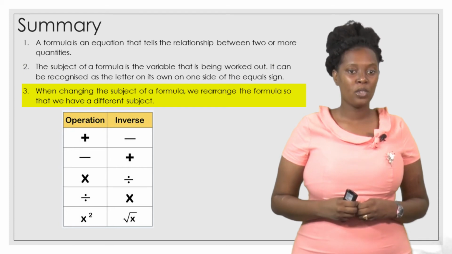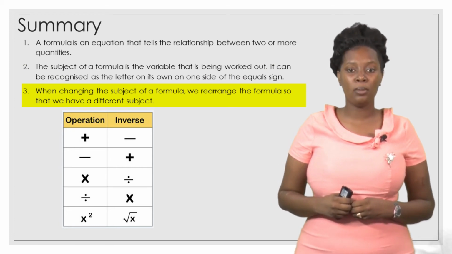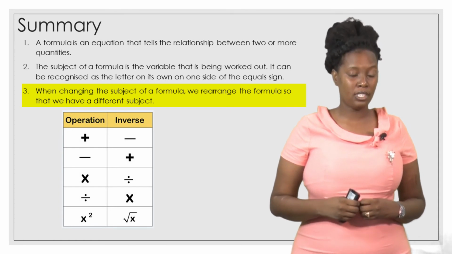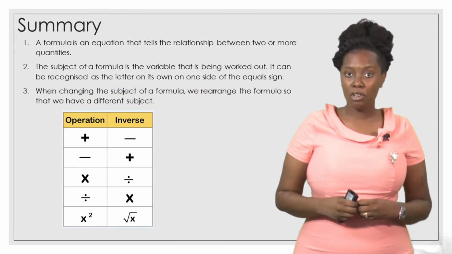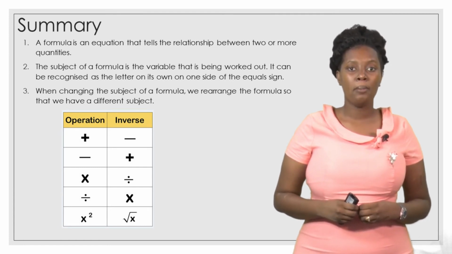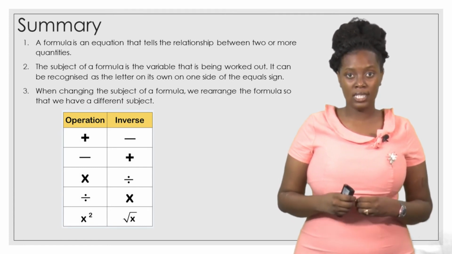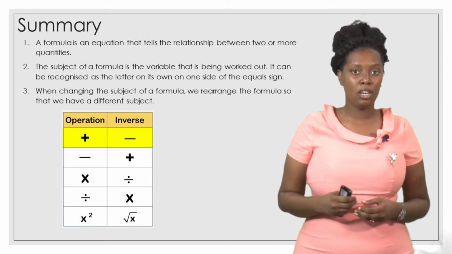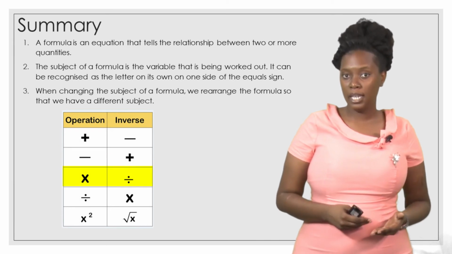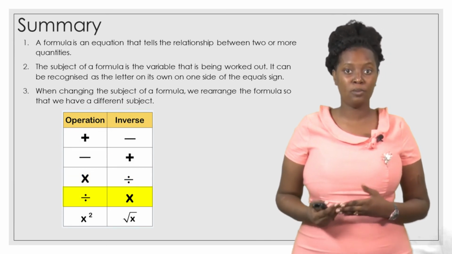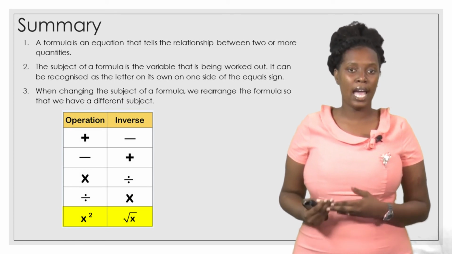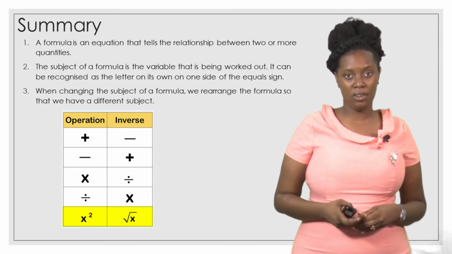And number 3, when changing the subject of a formula, we rearrange the formula so that we have a different subject. When we're rearranging, we need to remember that the operation that we're working with becomes the opposite of what it is. So addition becomes subtraction, subtraction becomes addition, multiplication becomes division, and division becomes multiplication. Squares becomes square root, and square root becomes square.